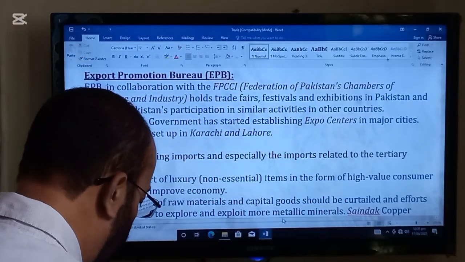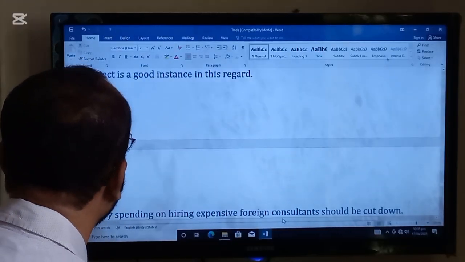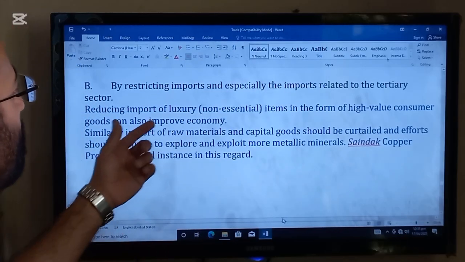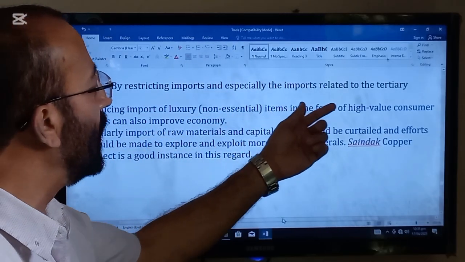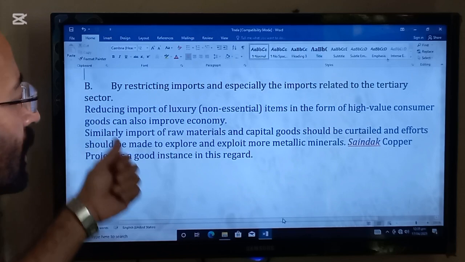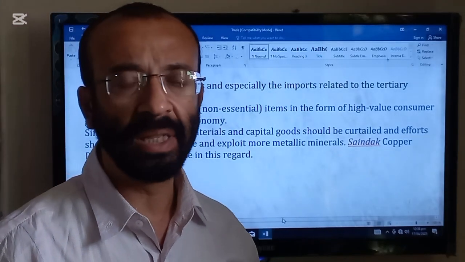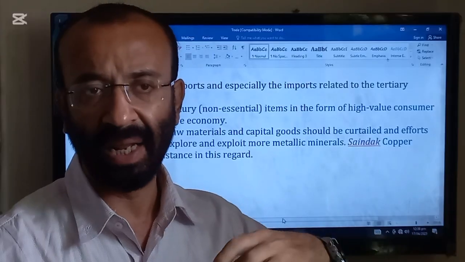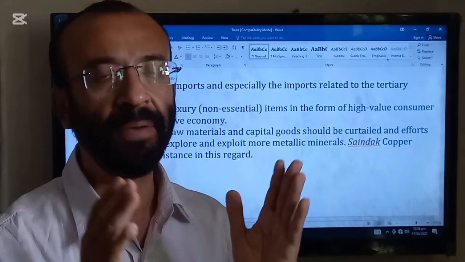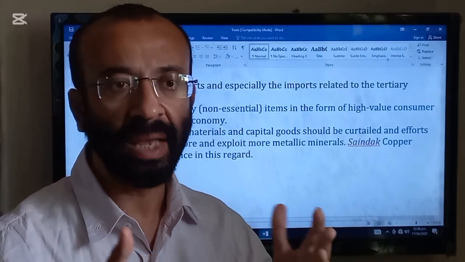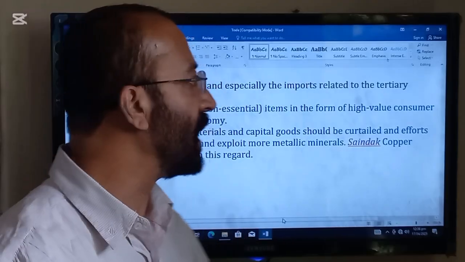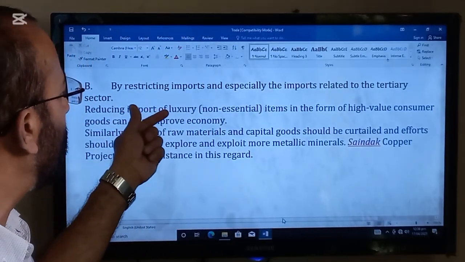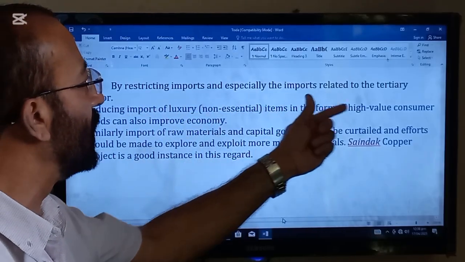Next, through which we can improve our balance of trade is by restricting imports, and especially the imports related to the tertiary sector. So, simple thing is, by earning more and by spending less is the way to improve our balance of trade. So now the thing which we are going to read is restricting imports, and especially the imports related to tertiary sector.